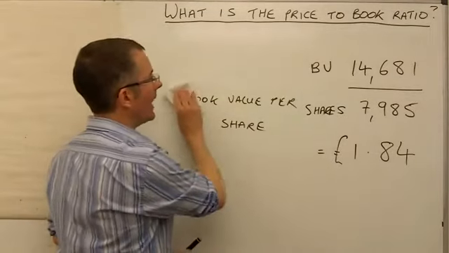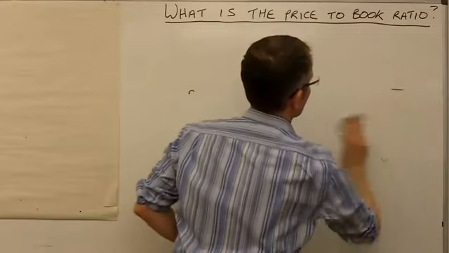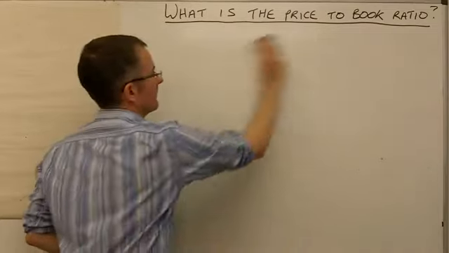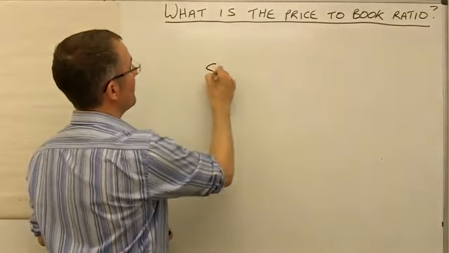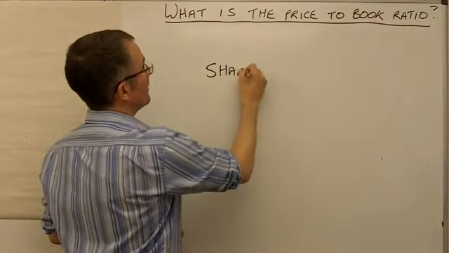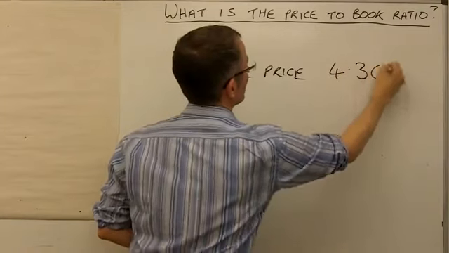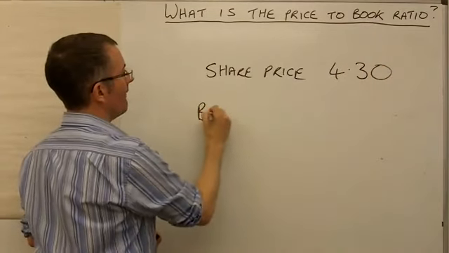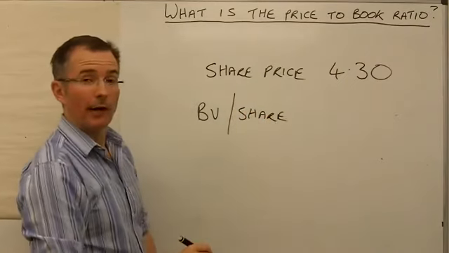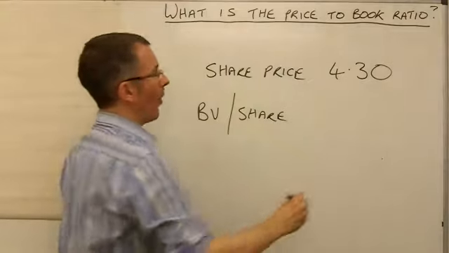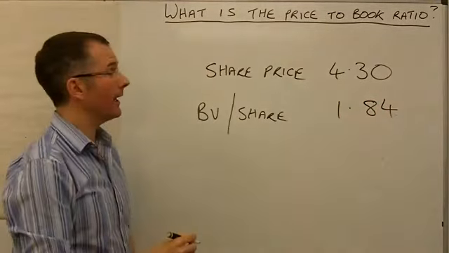So, taking away some of this, I could look up Tesco's current share price. And at the moment, that's around, let's say, £4.30. The book value per share we just crunched and decided was £1.84. This is data that you could look up in practice, but worth knowing roughly where it comes from.